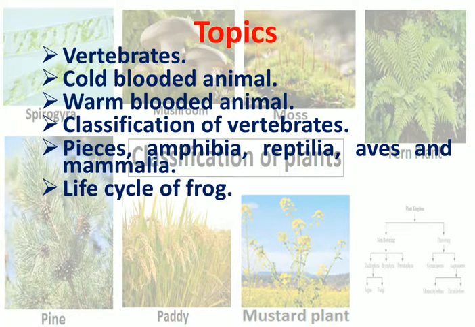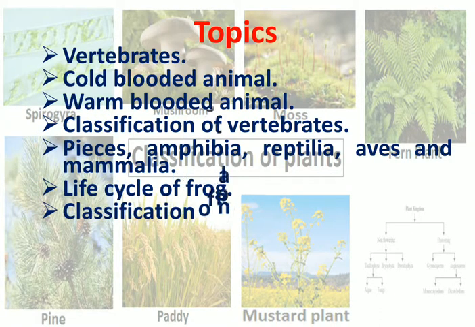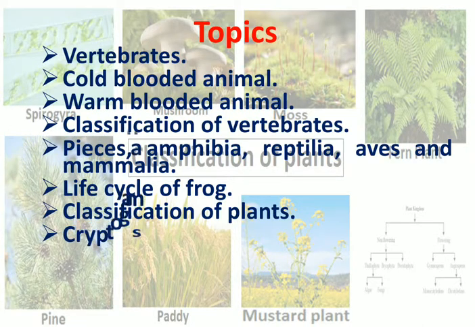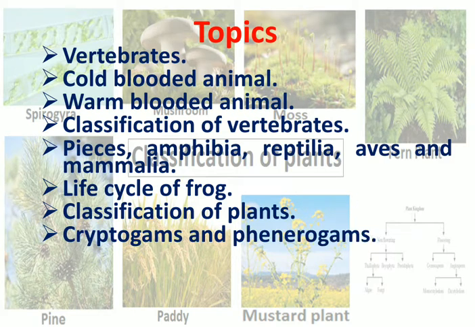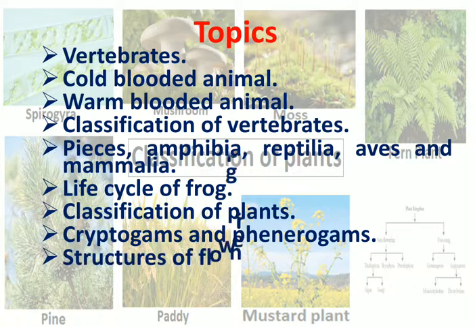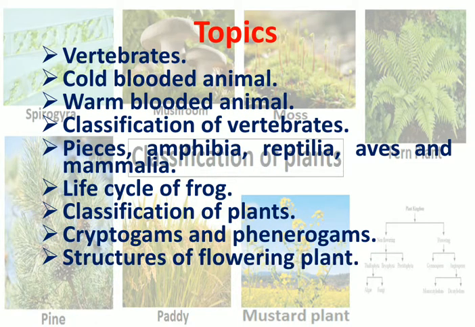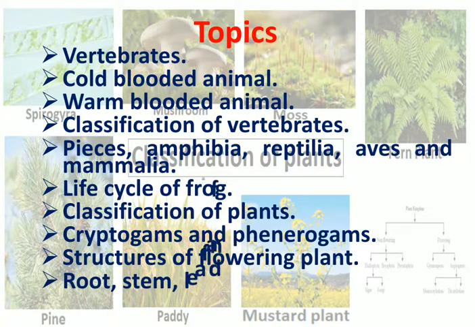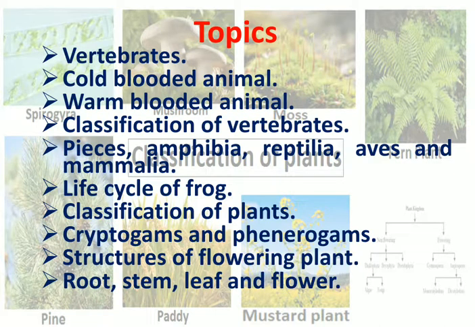Life cycle of frog, classification of plants, cryptogames and phanerogames. Structure of flowering plant: root, stem, leaf, and flower.